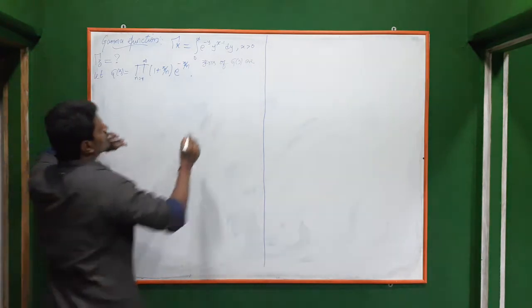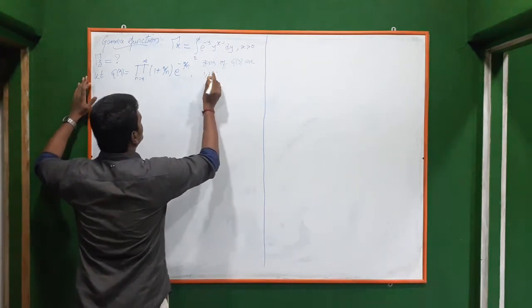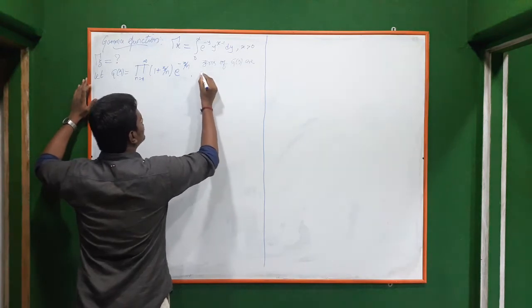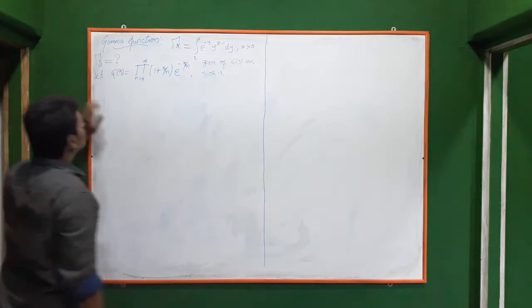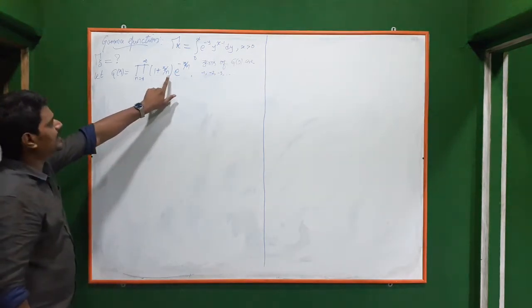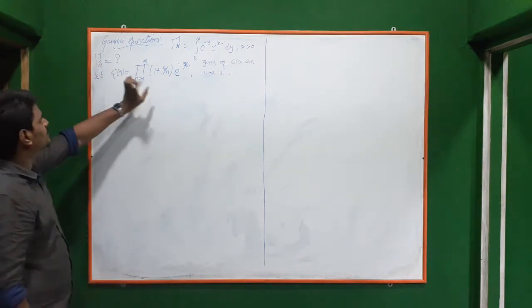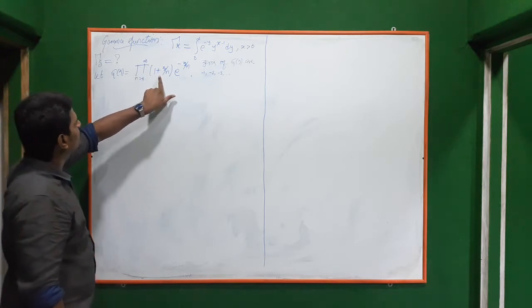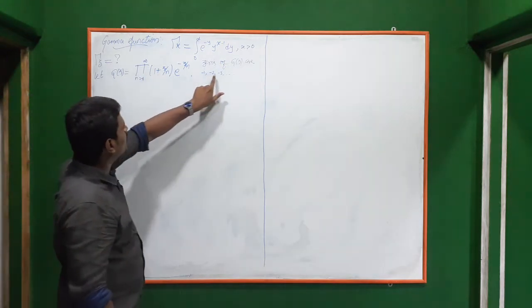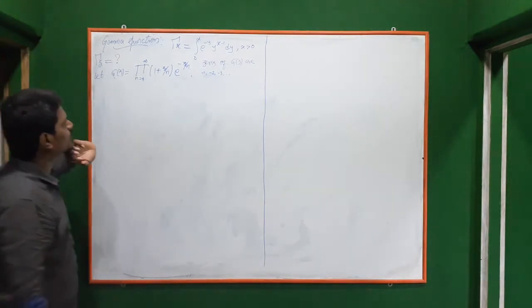Not natural numbers, but negative integers: minus 1, minus 2, minus 3, and so on. Because the actual factor is 1 minus z by n, here it is 1 plus z by n, so the zeros will be minus n. So minus 1, minus 2, and so on are all zeros of g of z.